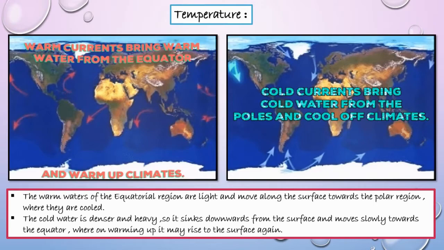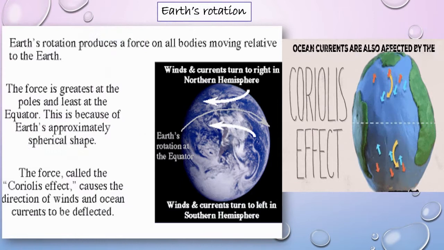Earth's rotation. Students, as we know, the earth rotates from west to east, right? So because of this, the earth's rotation produces a force on all bodies moving relative to the earth. So as the earth moves, all the moving bodies, that is winds and oceans, also move. The force is greatest at the poles and least at the equator. Now this is because of the earth's approximately spherical shape.